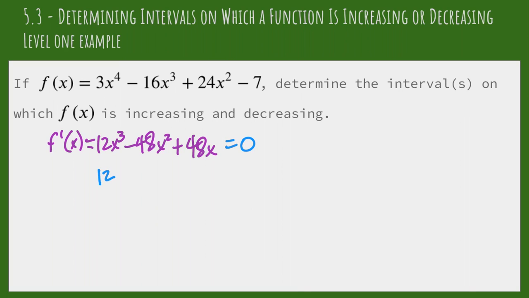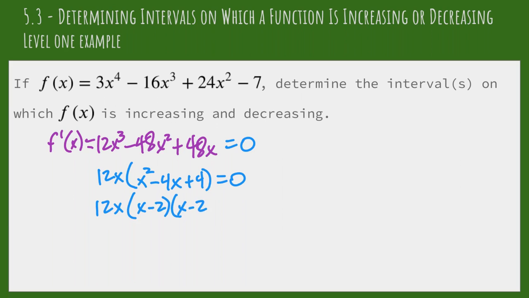First, I'm going to factor out a 12x. That leaves us with x times x squared minus 4x plus 4 equals 0. I want to make sure I bring down that equals 0. And then 12x, and then we have x minus 2, x minus 2 equals 0. So we have critical values at x equals 0, x equals 2, and we actually have a double root at 2, but we only include that once in our list.